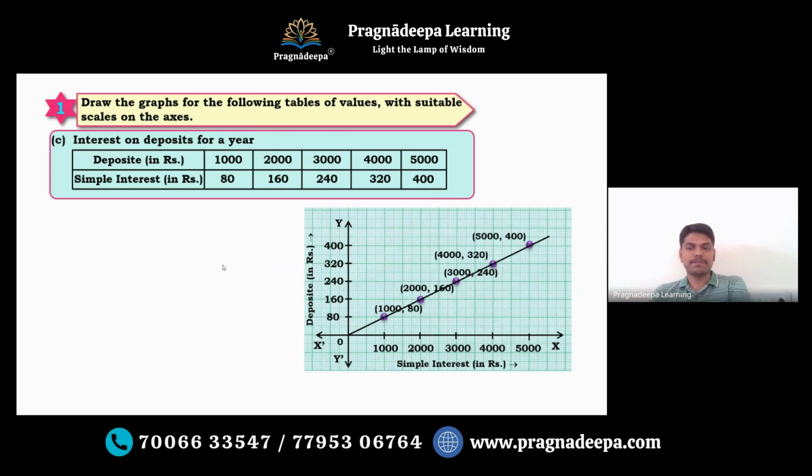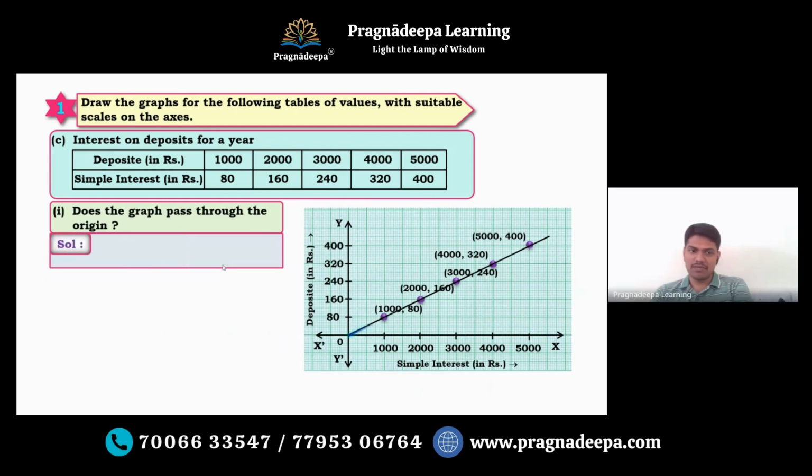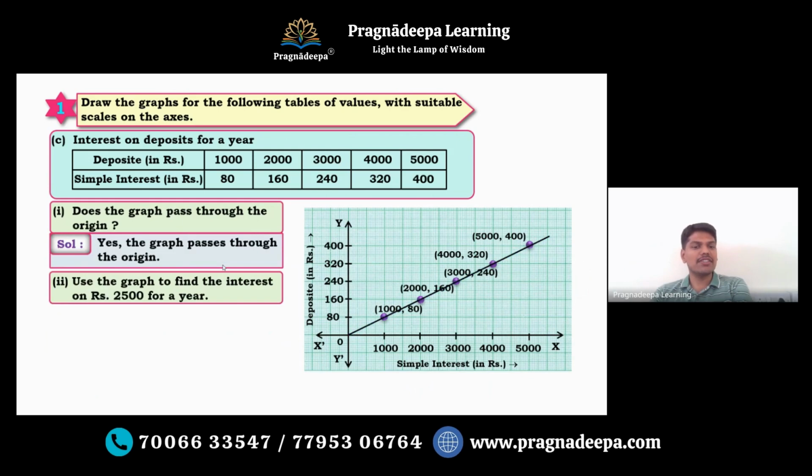Okay, so does this graph pass through the origin? True or false? Yes, sir, it passes through the origin. True. Use the graph to find the interest on 2500 rupees for one year.